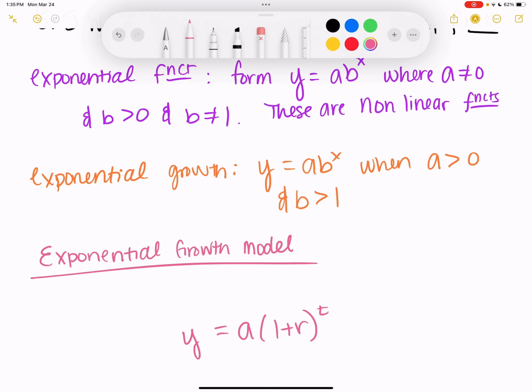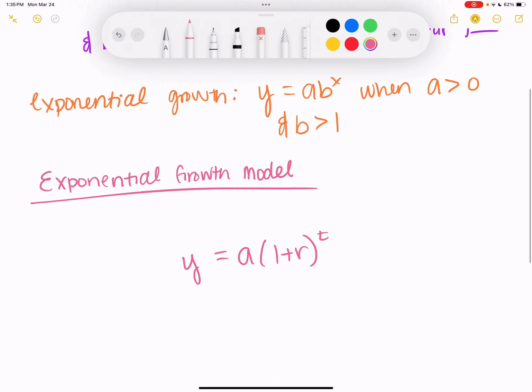And this is the most baseline form of this model. There are other forms that you'll get, like in Algebra 2 and pre-cal and stuff like that, that are much more involved, but this is all you need to know for now.